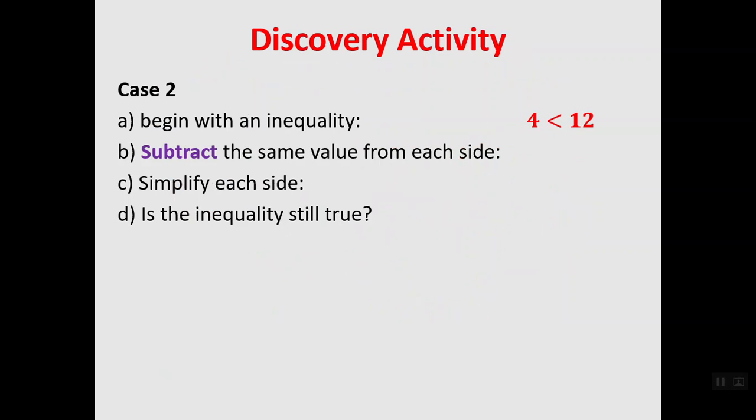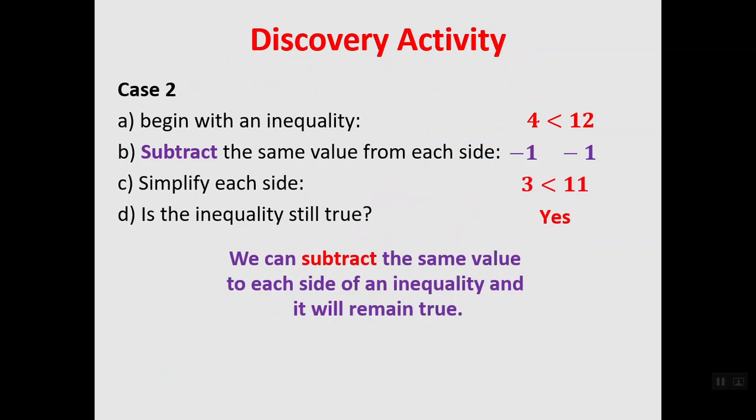All right, case number 2. Now you're going to be writing here. Here we'd like to subtract the same value from each side. We're going to test out this case to see what happens. So say we subtract 1 from each side, minus 1, minus 1. That gives us 3 is less than 11. Is 3 less than 11? Yes, it is. So it's still a true statement. So our rule is that we can subtract the same value from each side of an inequality, and it's still going to remain a true statement.